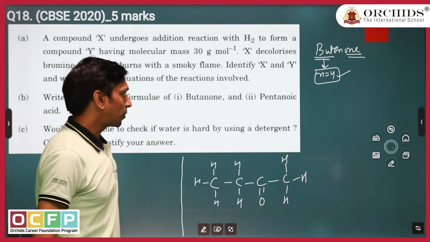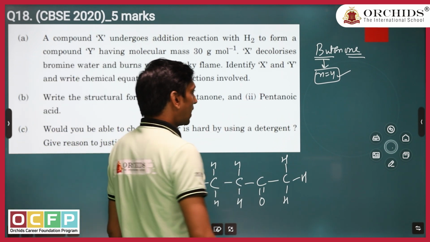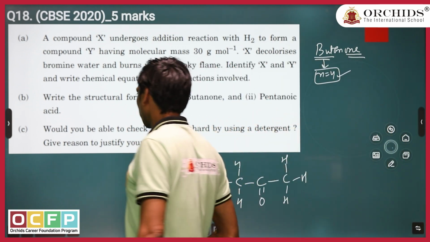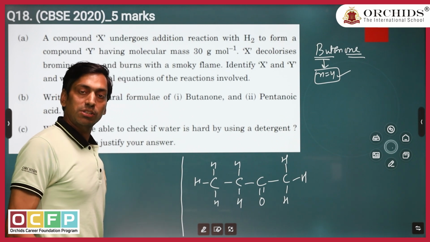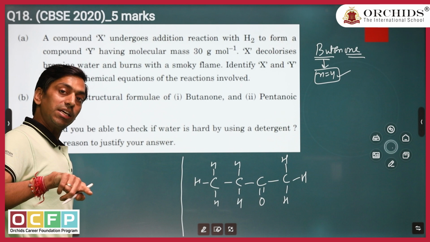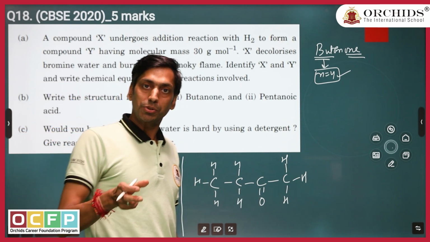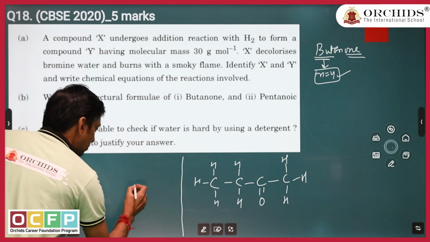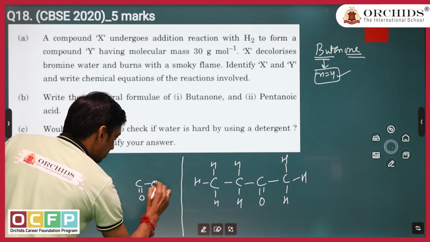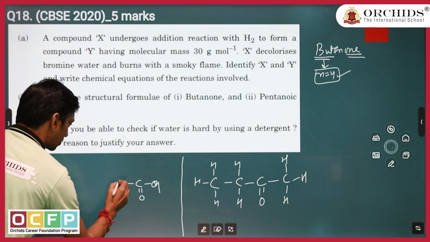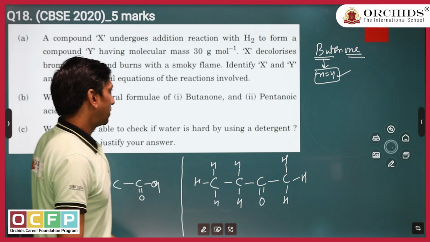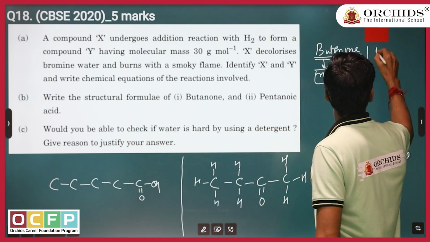Now the next structural formula we have to write is for pentanoic acid. For pentanoic acid, what is the functional group? Oic acid, carboxylic acid. The functional group of carboxylic acid is COOH, and C is already coming in pentanoic acid due to the functional group. So first of all I will write the functional group COOH, C double bond OH, or we can directly write COH also. Pentanoic, pent means how many carbon atoms? 5.